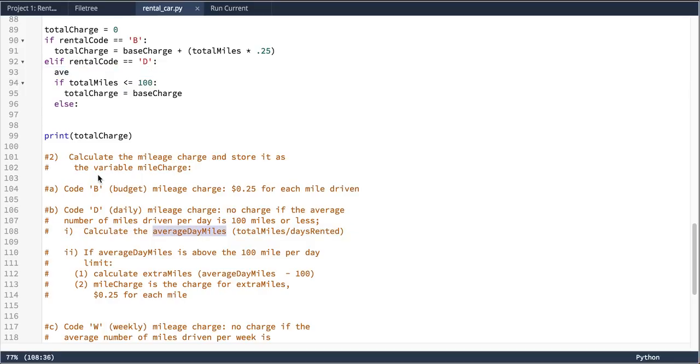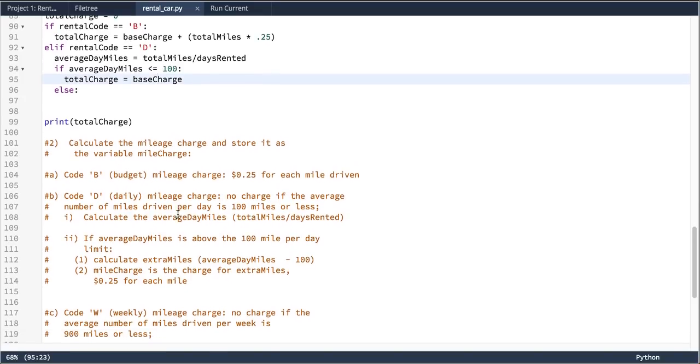miles, average day miles, needs to equal the total miles divided by days rented. So then it's if average day miles is above 100. If average day miles is less than or equal to 100, then the total charge is just the base charge because you're not charged for anything to do with miles.